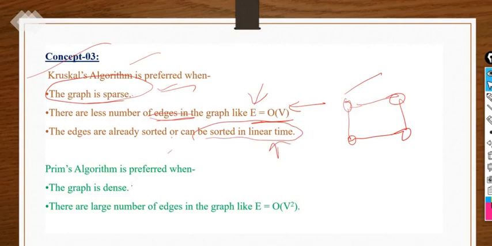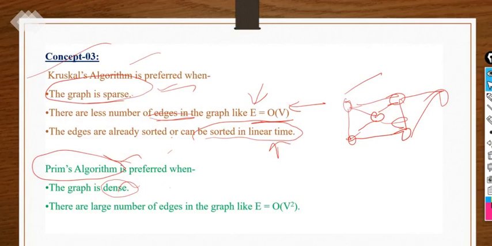What about Prim's algorithm? When the graph is dense, meaning a more complicated graph with lots of edge connections and weights, then you should prefer Prim's algorithm. Either one can be followed, but the preference goes to Prim's in that case, and the answer will remain the same. So it's up to you what to use, but there are some conditions that you can follow.